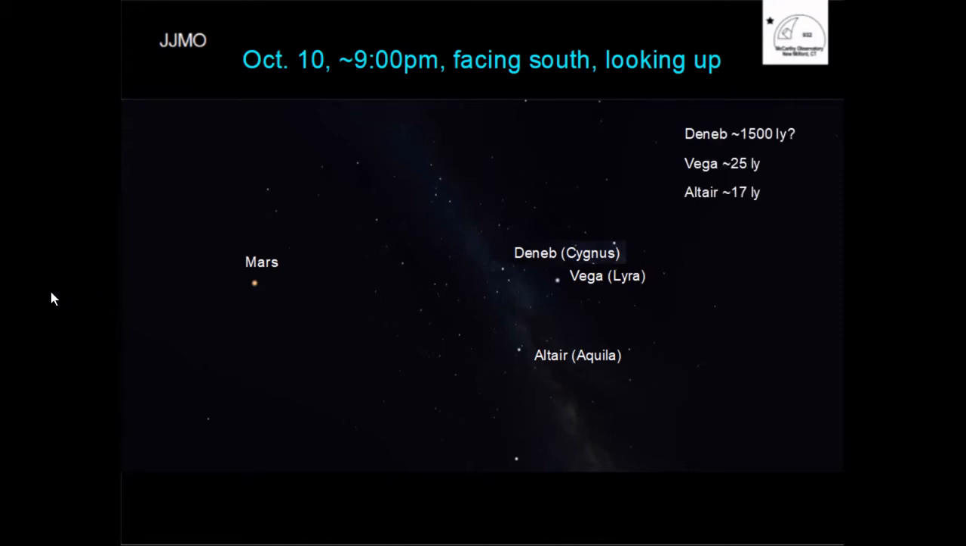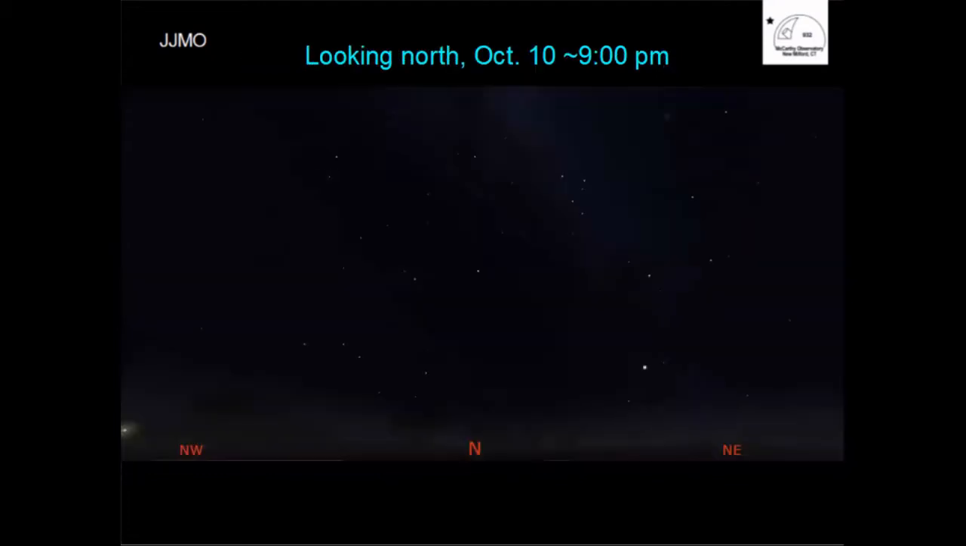So these 3 stars, Deneb, they're still deciding on how far away Deneb is. They think it's about 1,500 light years. The problem with Deneb is it's one of the most luminous stars in the sky. And because of that, it makes it difficult to determine exactly how far away it is. And then Vega is about 25 light years. Altair is about 17. So this is facing south and looking up. Now let's turn around and face north.